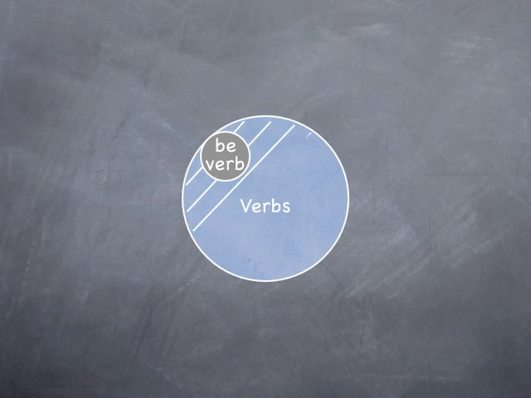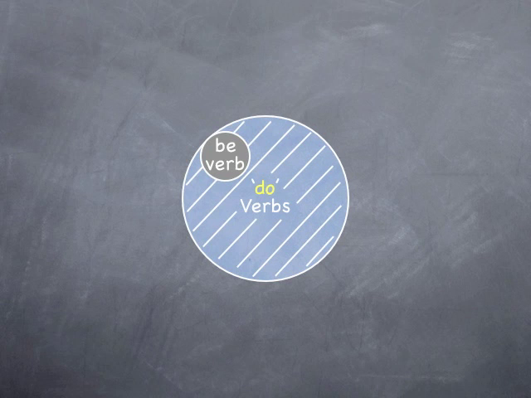let's say that this circle represents all of the verbs in the English language. For now, we're going to keep it simple and say that we have only two types of verbs. The first is the be verb, which we've already seen in detail. Now, except for this verb, the rest of these verbs we can call do verbs.